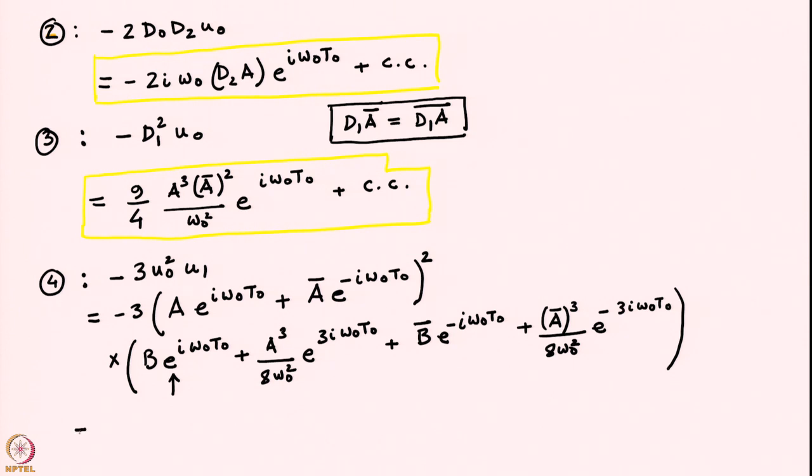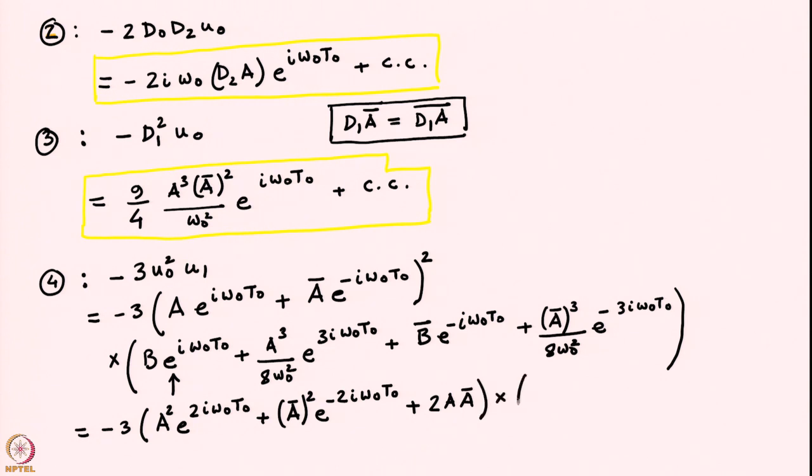Okay. So for this, let us square the first term. The first term is just a squared e to the power twice i omega naught t naught plus a bar squared e to the power minus twice i omega naught t naught plus twice the first term into the second term. The exponentials will cancel, and then we will just have a bar multiplied by the second term, which exactly remains the same as what I have written earlier. Now let us see how we multiply these things term by term.